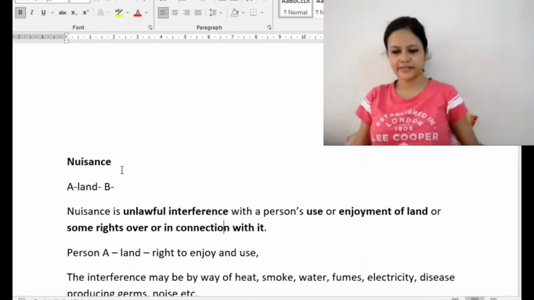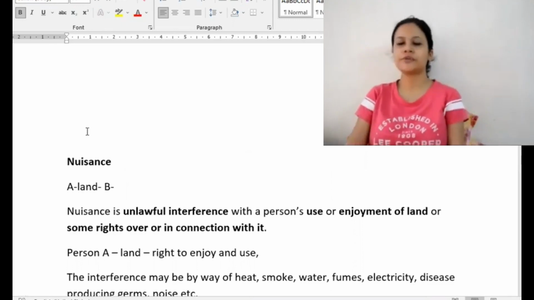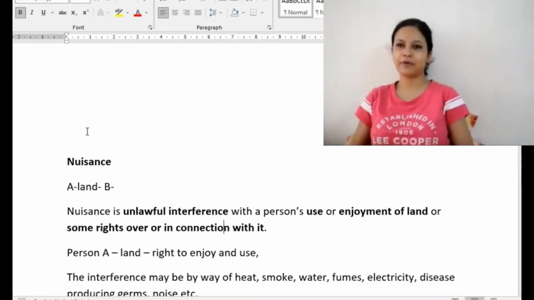So, nuisance under the law of torts. Nuisance is a specific type of tort that we have mentioned in Unit 3. So what is nuisance? What are the ingredients? Are there any defenses or not? Those parts we are going to discuss.